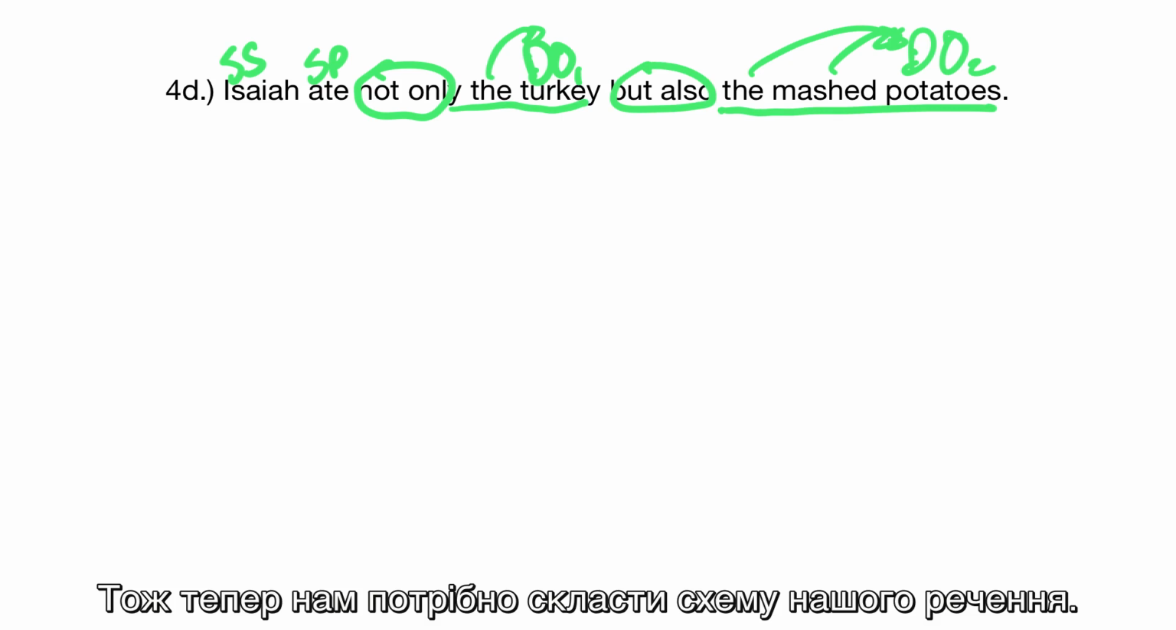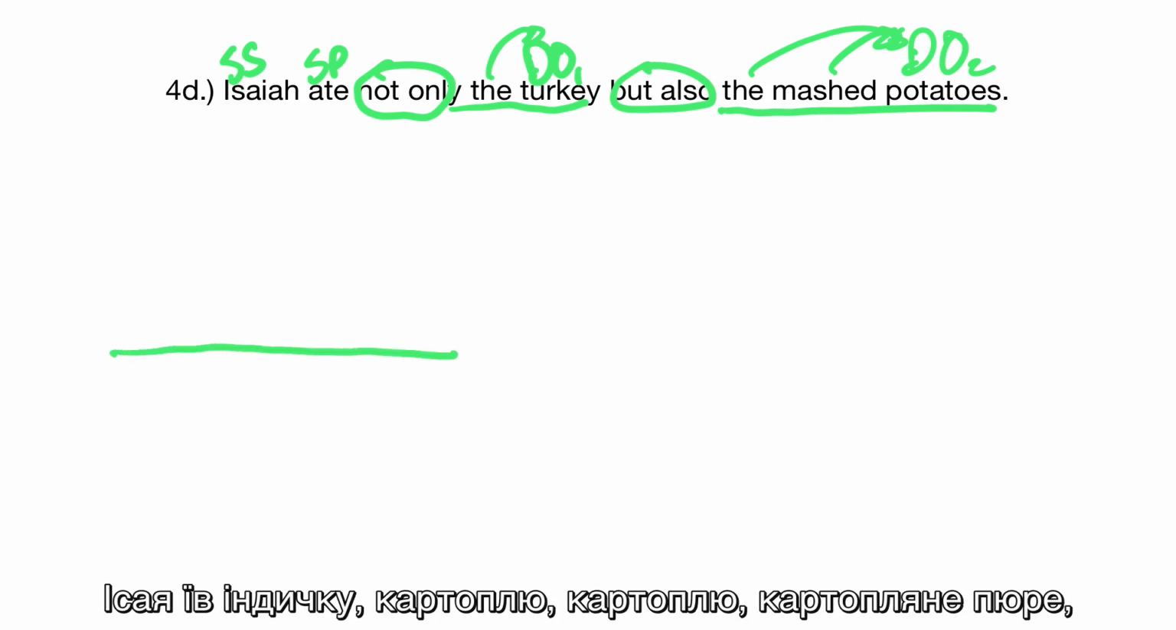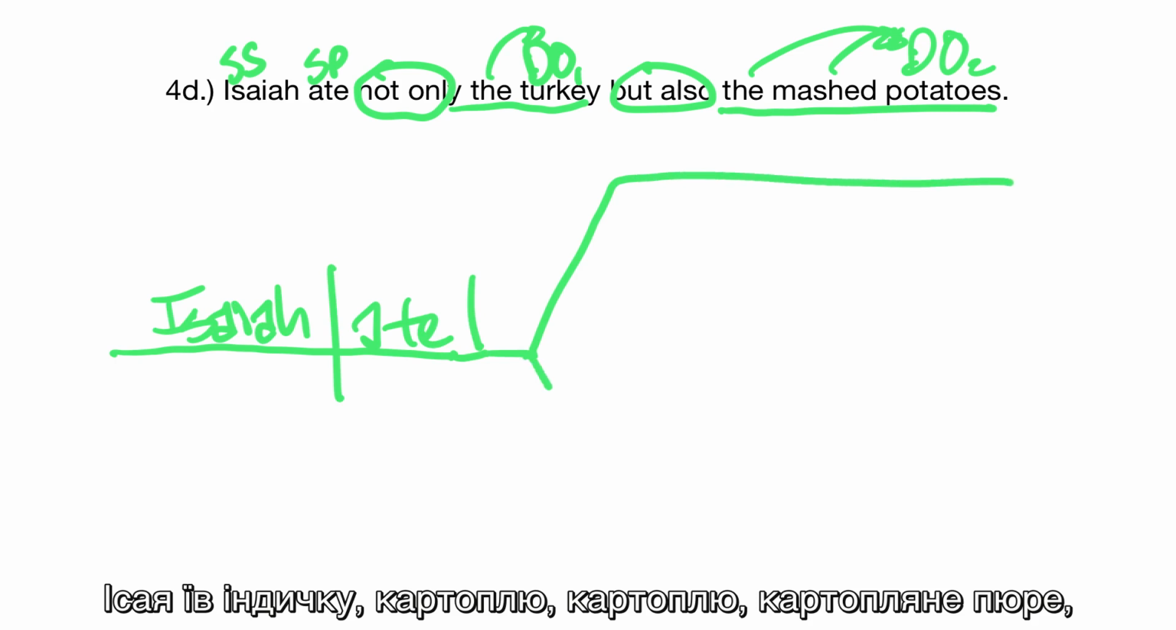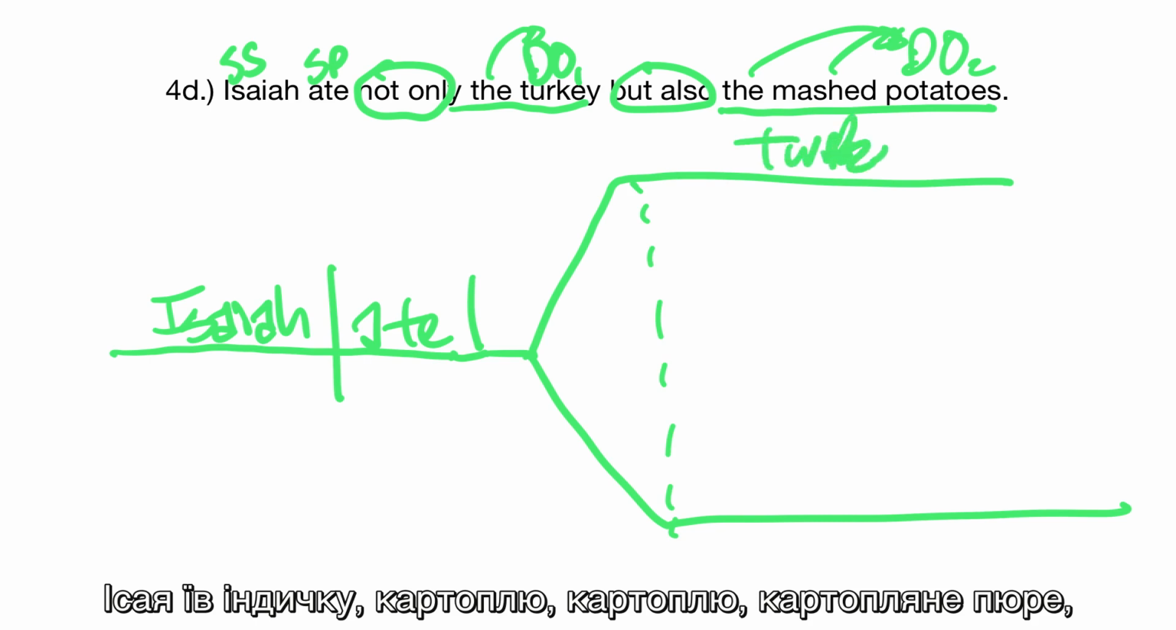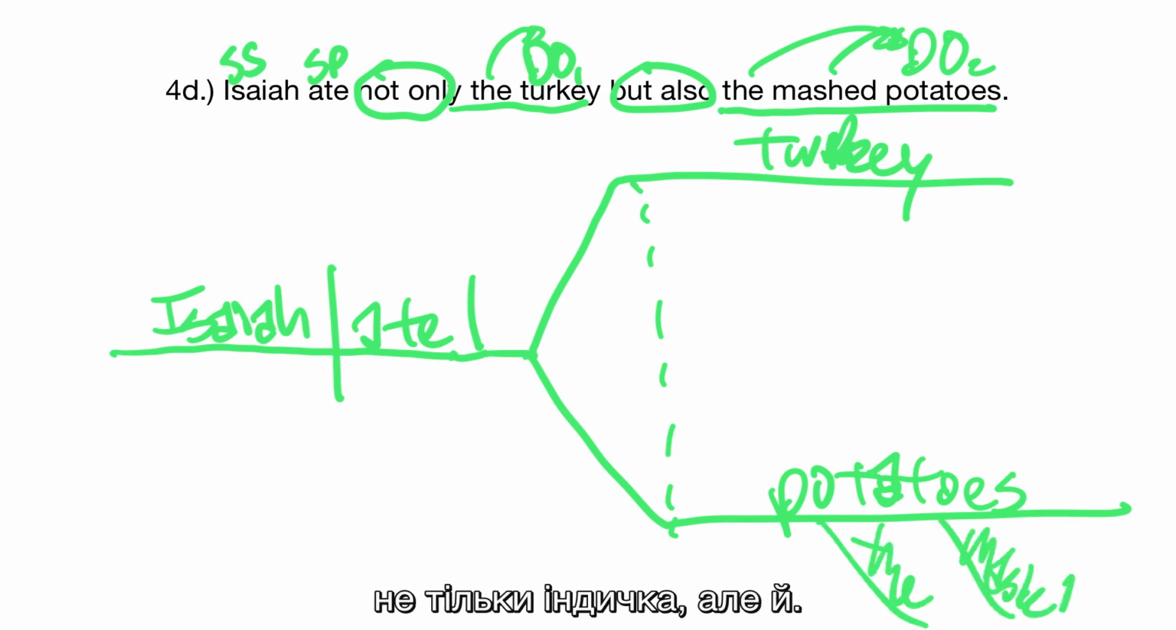So now we need to diagram our sentence. Isaiah ate turkey, potatoes, the potatoes, mashed potatoes, the turkey, not only, but also.